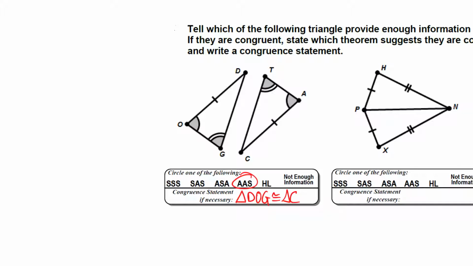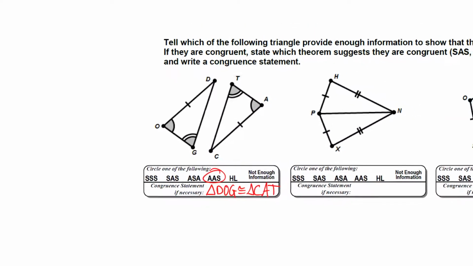Okay, the O has one mark. What has one mark up on this other one? Is the A. And then the G has two marks. What matches to that? The T. So there you go. Triangle DOG is congruent to triangle CAT.